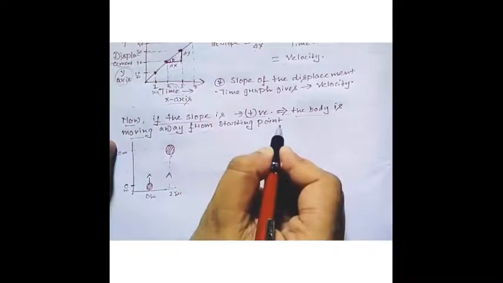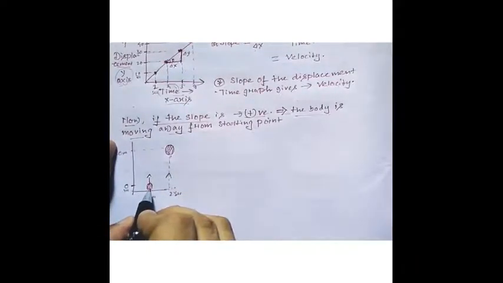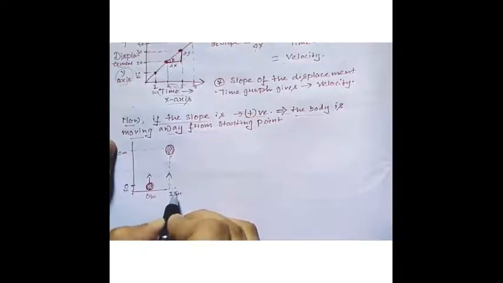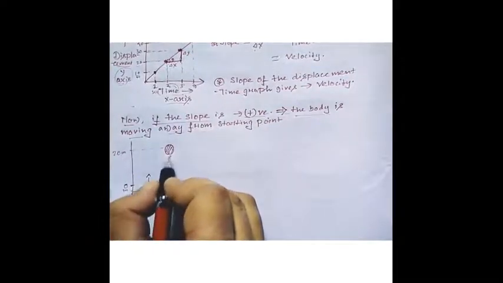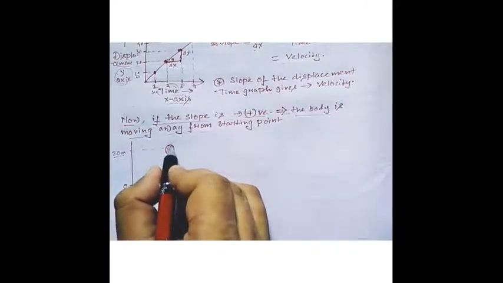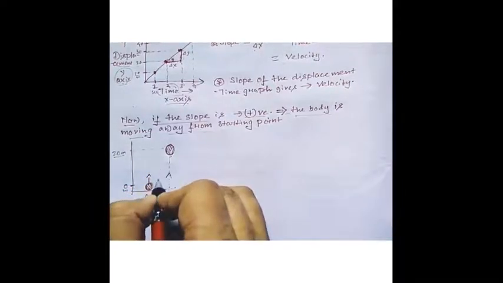Starting point. Take an example that you are throwing a ball upward. This is the initial position of the ball, and after 2 seconds the ball travels 20 meters upward. So this is the 20 meters, the final position of the ball after 2 seconds.